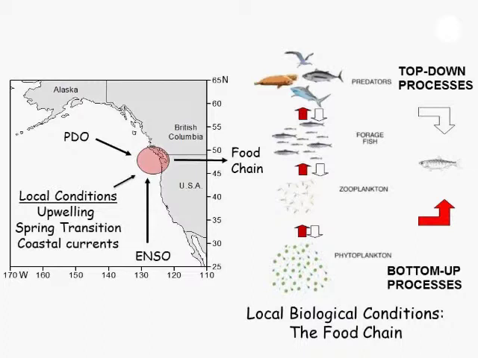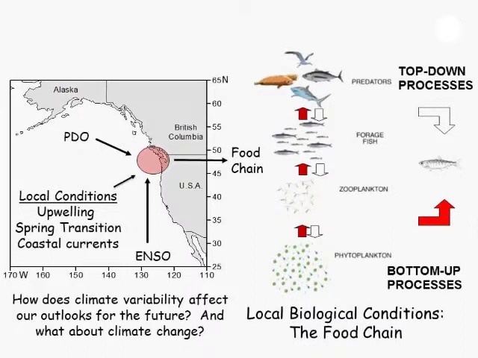So in any case, this talk will focus a bit on climate variability and how it affects basically the food chain off the coast of Oregon and Northern California. The marine food chain, I probably should say.